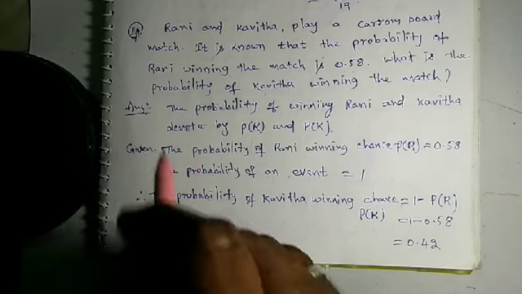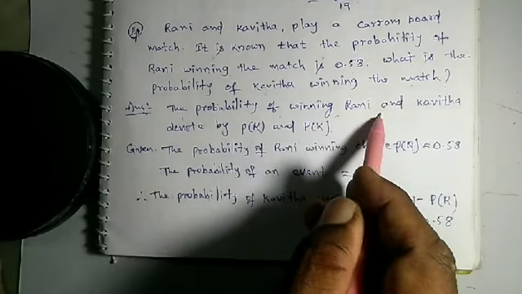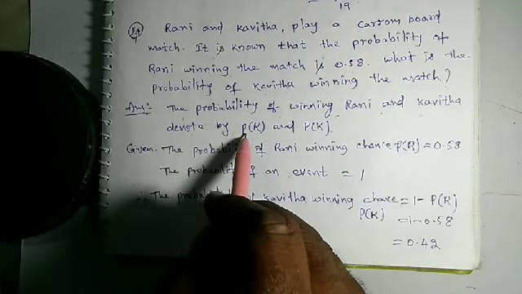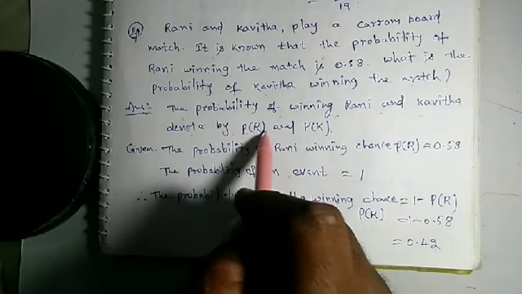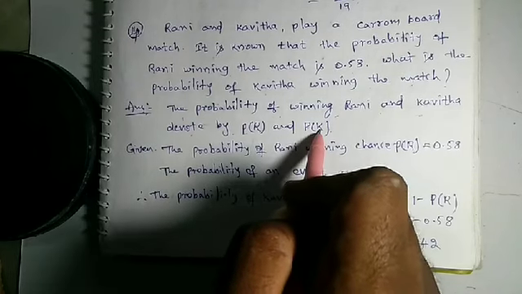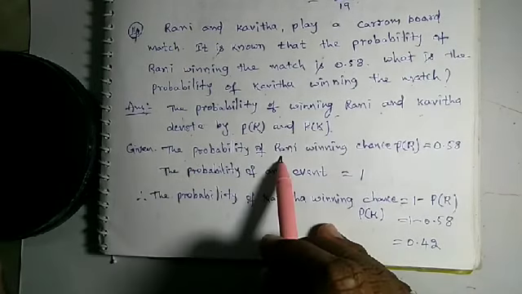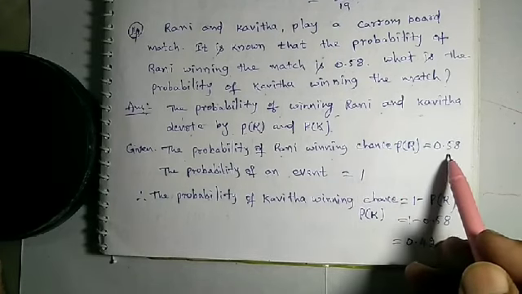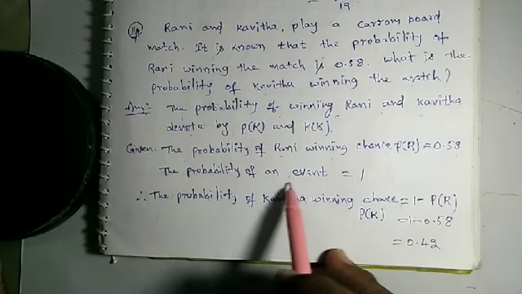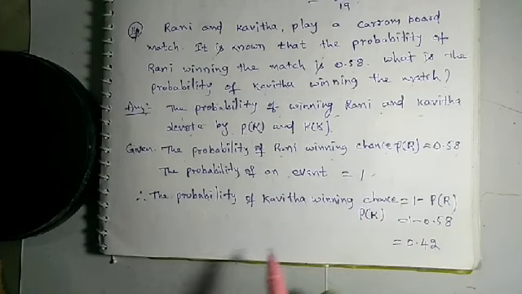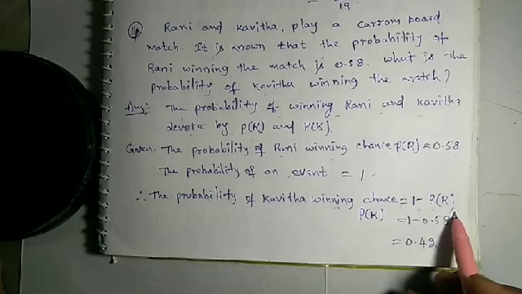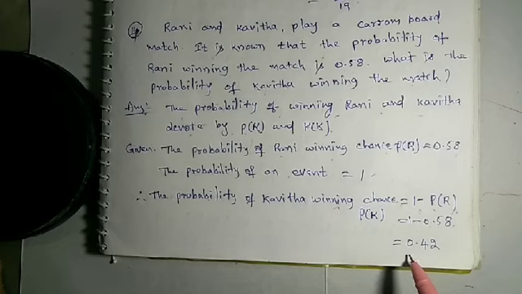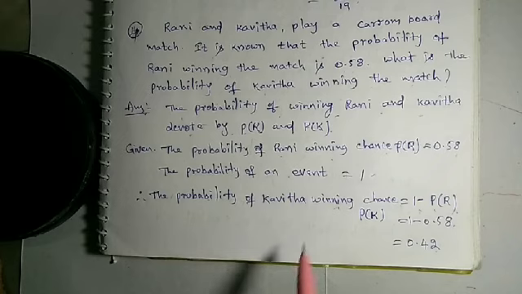Now we learn how to do it. The probability of winning of Rani and Kavita denoted by P(R) and P(K). Probability of Rani, probability of Kavita. The probability of Rani winning chance is 0.58. The probability of an event is equal to 1. The probability of Kavita winning chance is 1 minus probability of Rani, 1 minus 0.58, that is equal to 0.42 is the probability of Kavita winning.